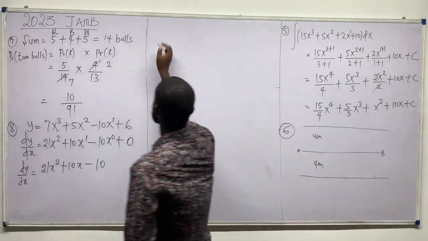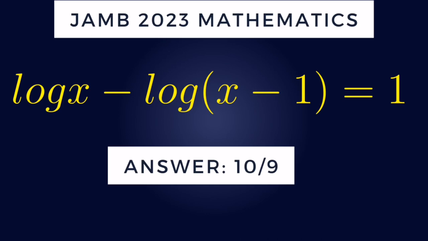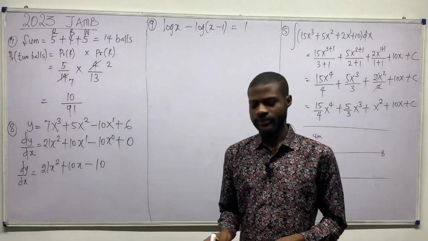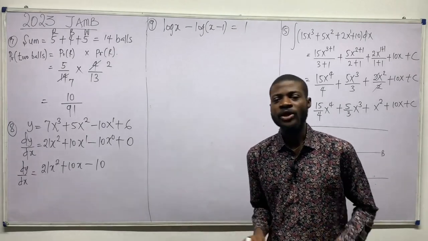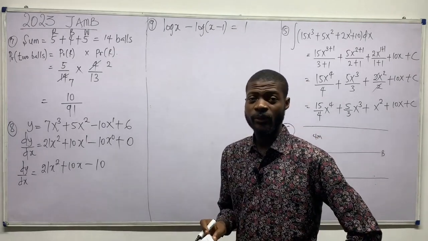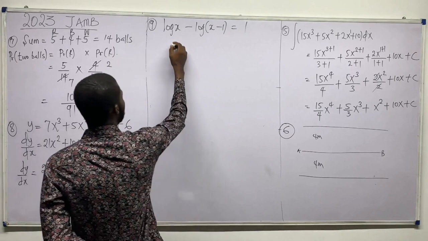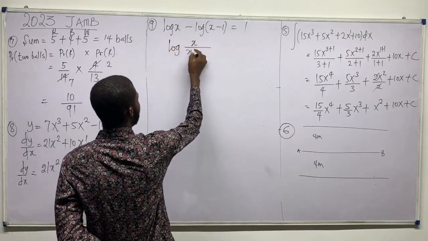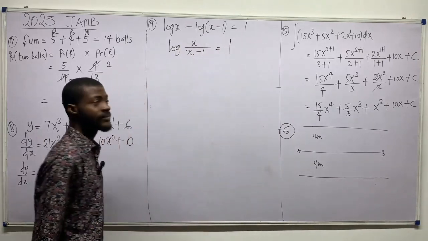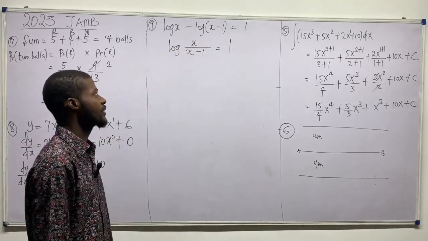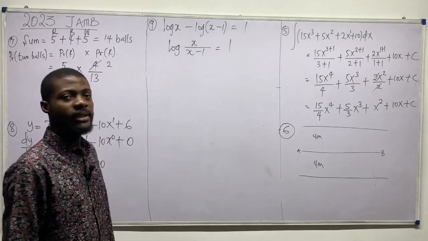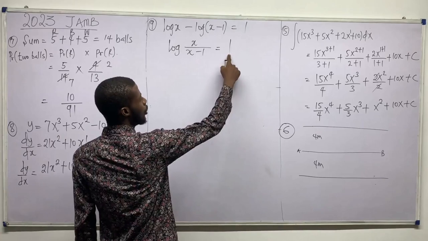Question number 9. Solve for x. We have log x minus log (x minus 1) equal to 1. So that's what we have. Logarithms. Okay, now how do we solve this? It's still very, very simple. First of all, if you're subtracting in logarithms, what do you do to the numbers? You divide the numbers. So it means we're going to be having log of x divided by (x minus 1) equal to what? 1. Now, do you actually remember that log 10 is 1?